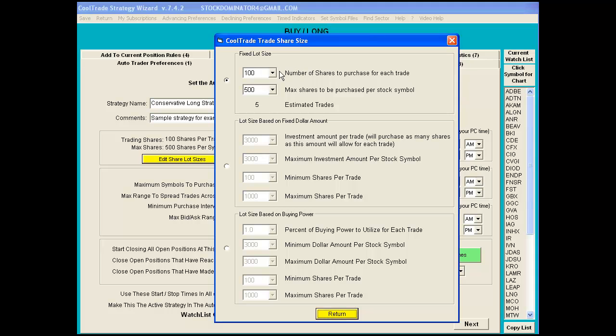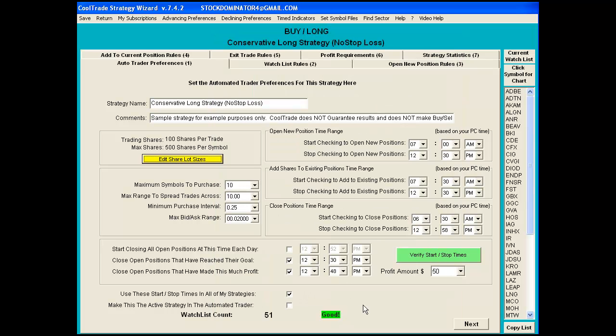You can trade in either a fixed number of shares. This strategy trades 100 with a max of 500. So depending on how these stocks move, this will add to your existing positions up to 5 times per stock symbol. You can also trade as a fixed dollar amount and as a percentage of your bankroll. And what CoolTrade does, it actually trades in 100 share lots. So when you're trading as a percentage of your bankroll, it isn't exact because it has to trade in 100 share lots.